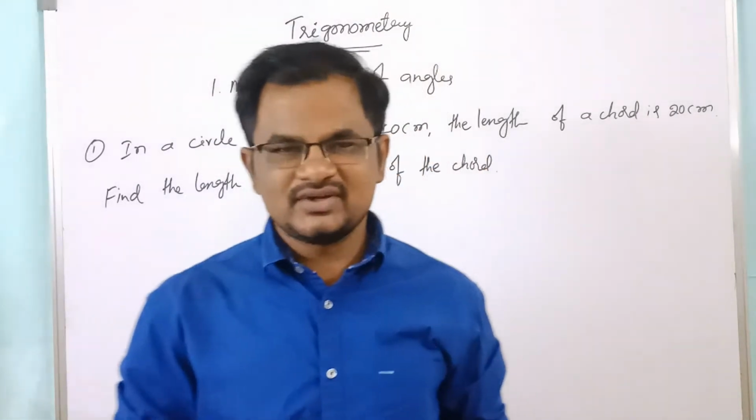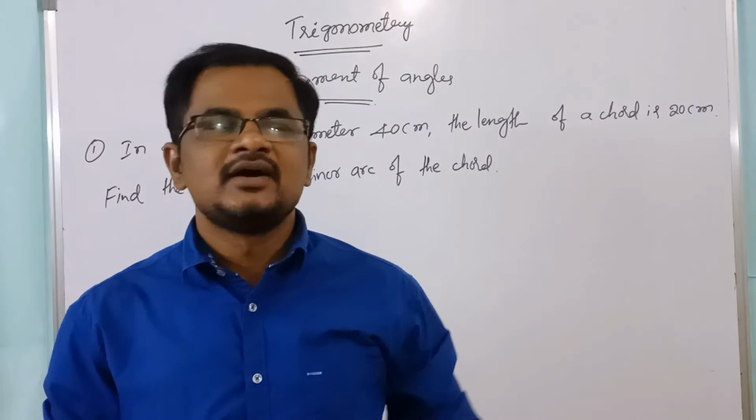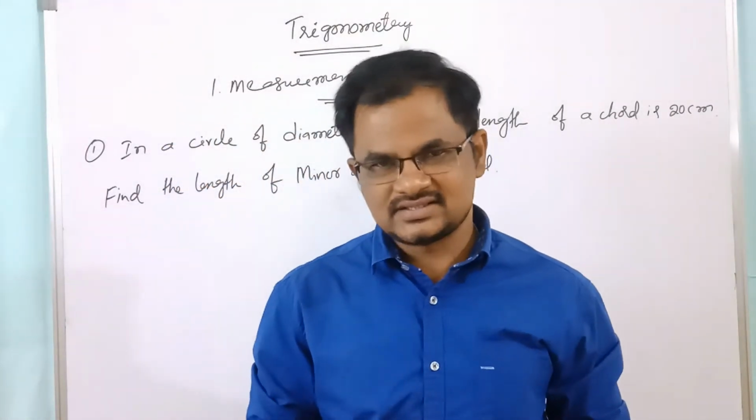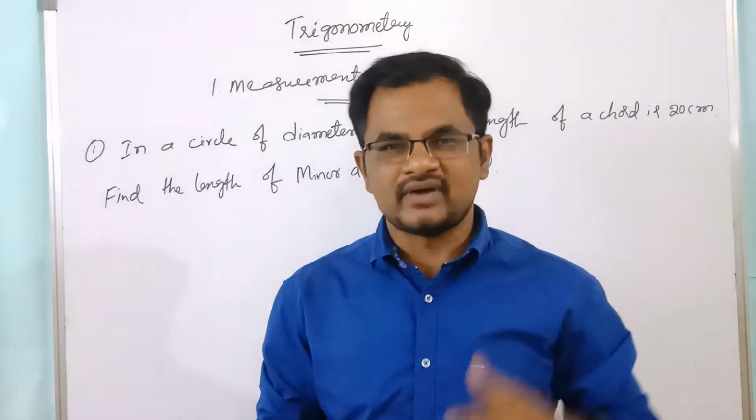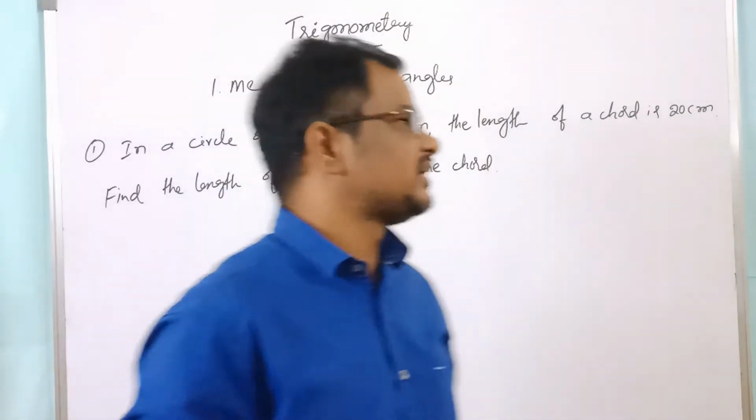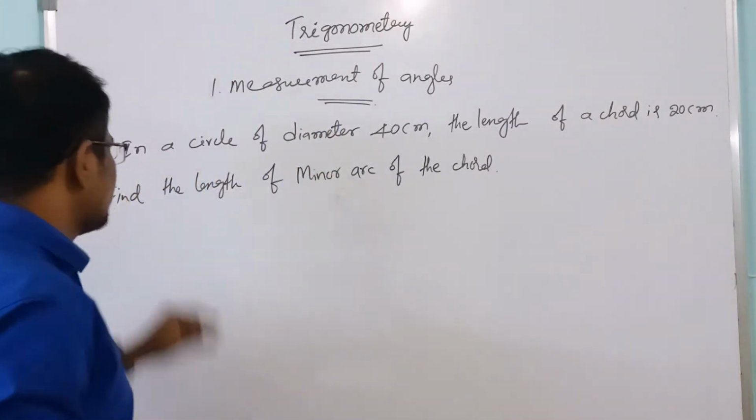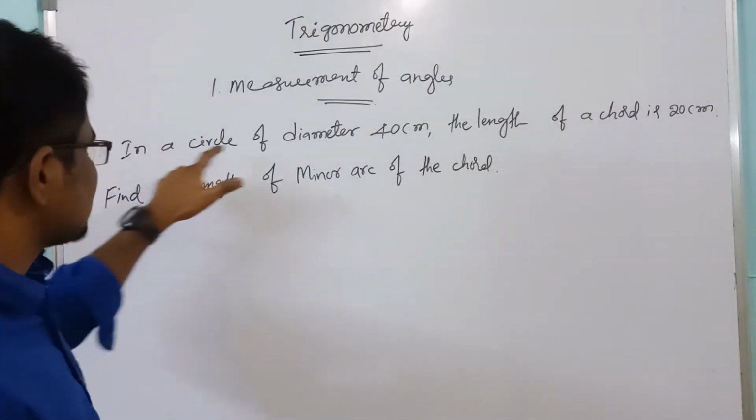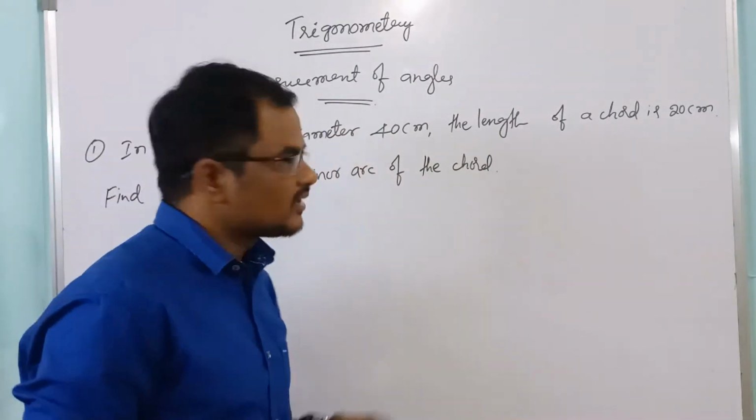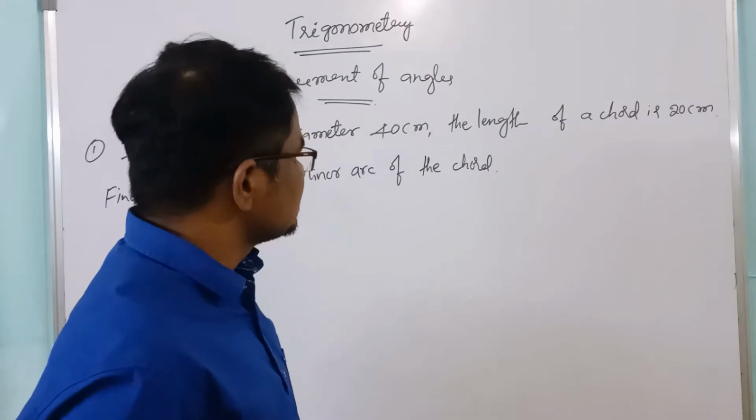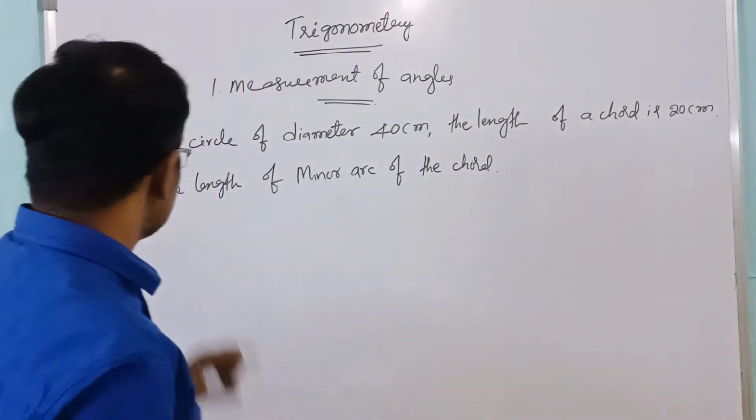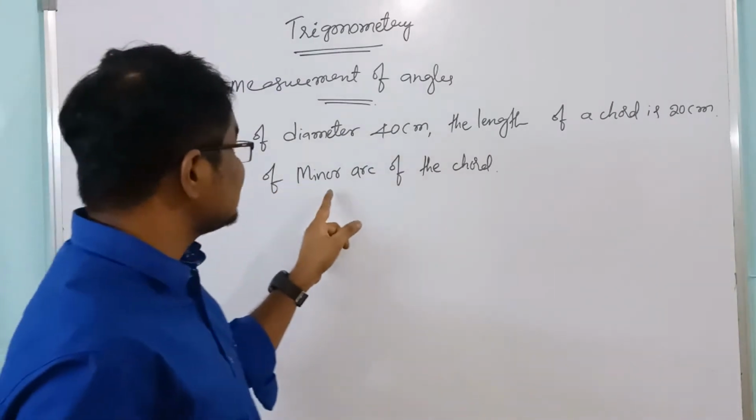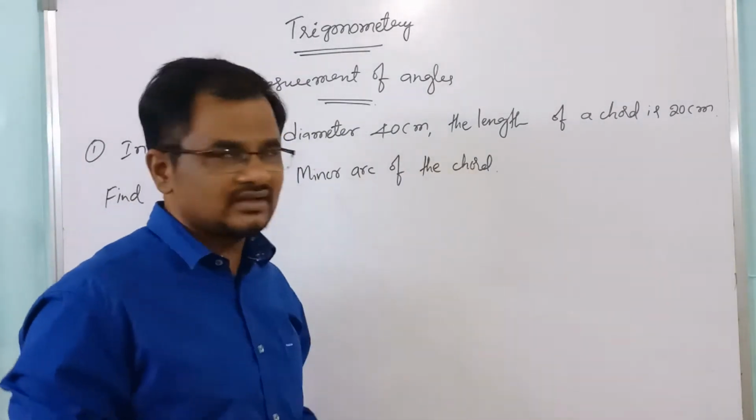In the last video we discussed problems on measurement of angles. In this video also we will continue problems on measurement of angles. Today's first problem: in a circle of diameter 40 centimeters, the length of the chord is 20 centimeters. Then find the length of the minor arc of the chord.